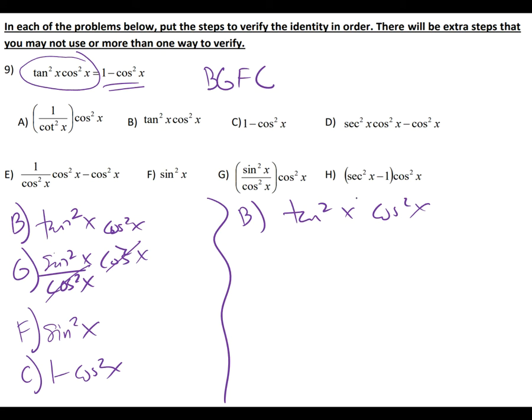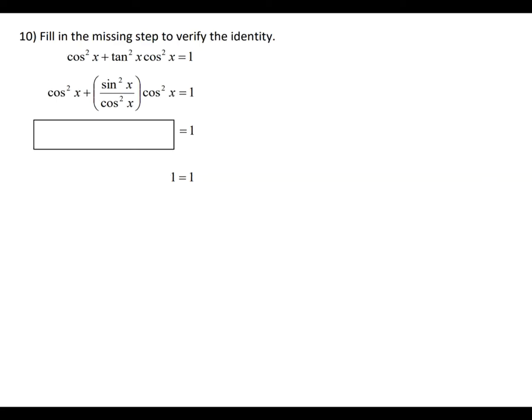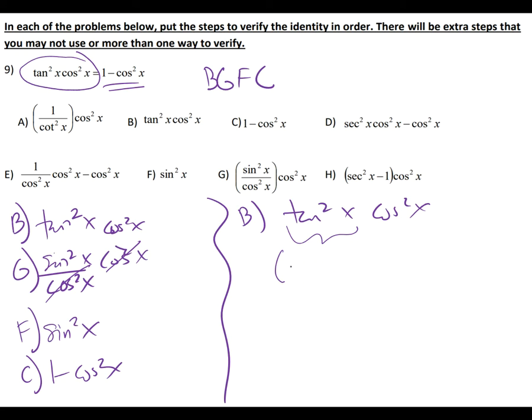Okay? All right, the next thing I'm going to do is use a Pythagorean identity on this one. Okay, so what can I replace tangent squared with? No, it's not Pythagorean. Secant squared. Good. I'm doing it a different way, right? So secant squared x minus 1 times cosine squared x. What choice is that? H. The second correct answer. Okay. Now what?